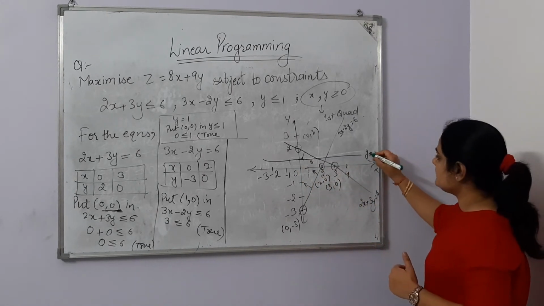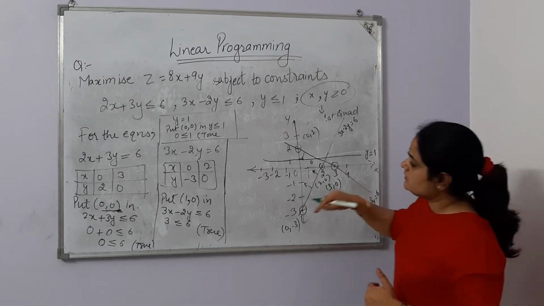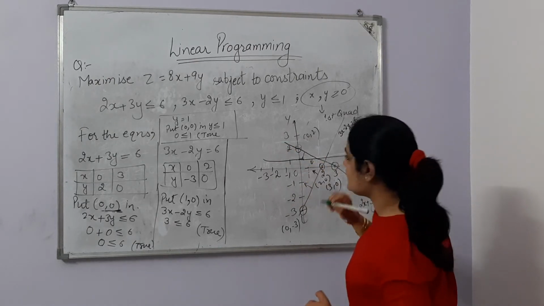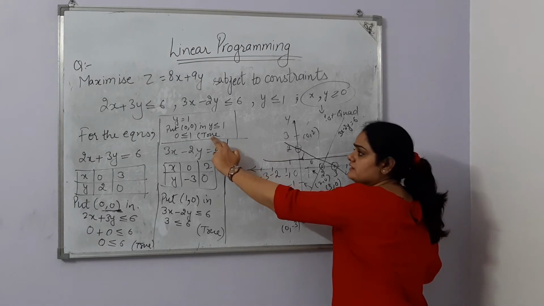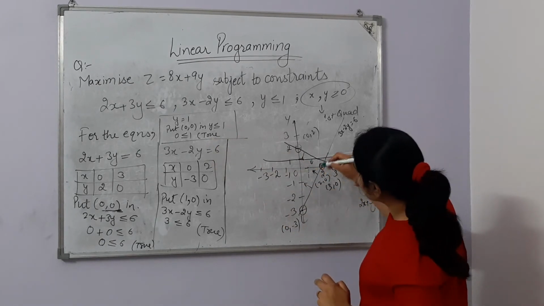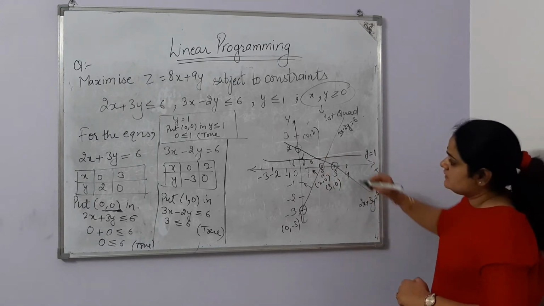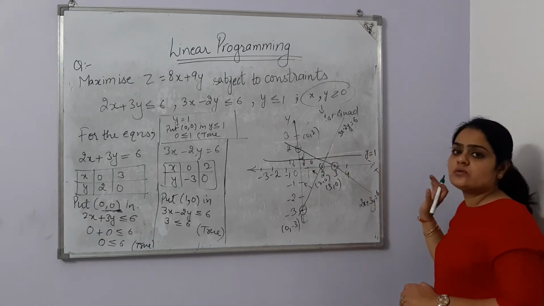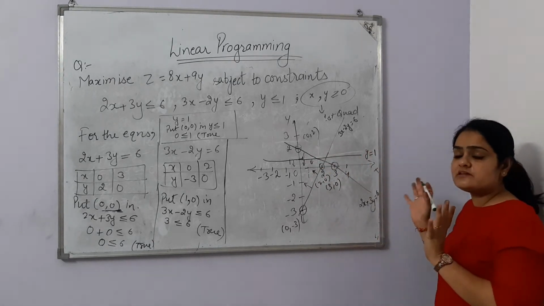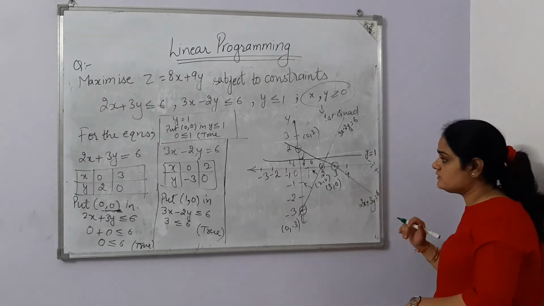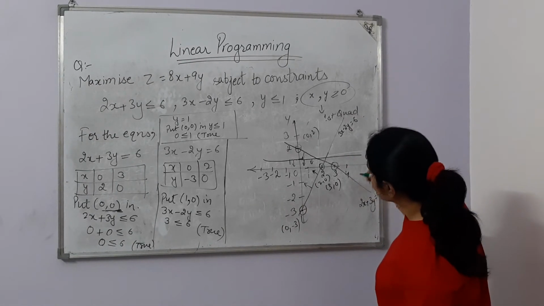Now this is y equals 1, and we have taken (0, 0). (0, 0) is this point, and the condition is true. That means towards the origin, so the shading is towards this side. Now we need to find the feasible region. The feasible region is the common region of all three inequations, so all three planes.